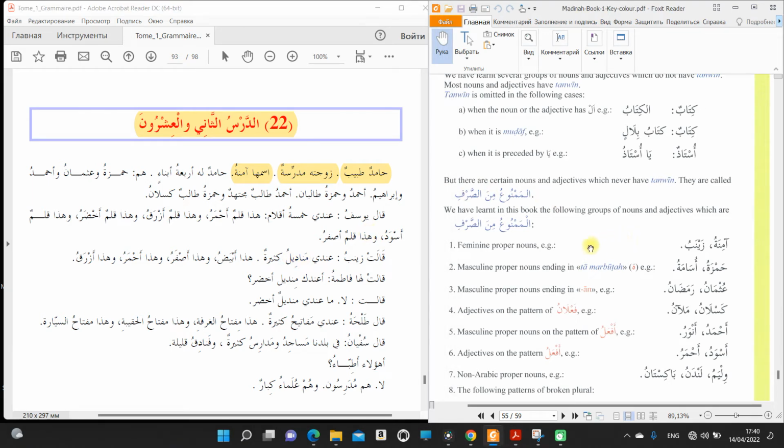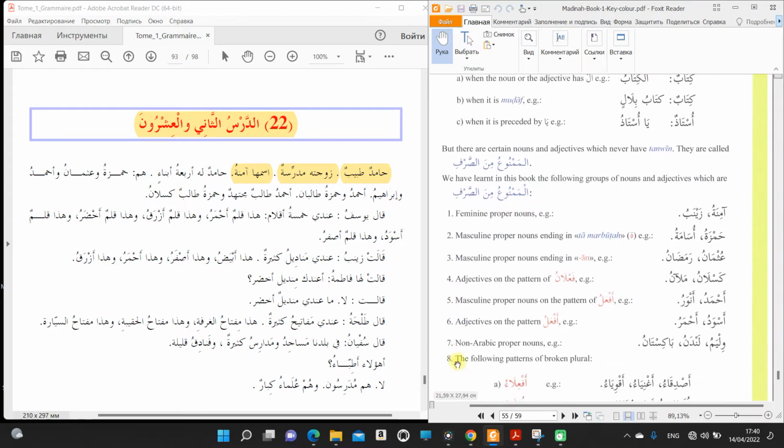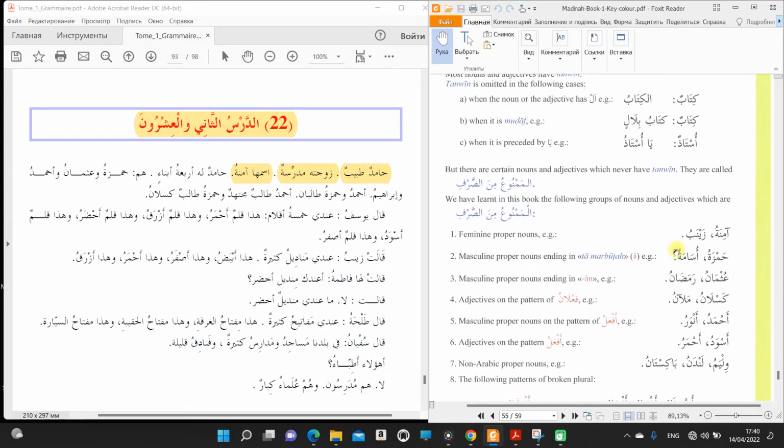And we have learned in this book the following groups of nouns and adjectives which are al-mamnu' min as-sarf. And it's true. All these groups, there are 9 groups of al-mamnu' min as-sarf. We've learned all of them in this book. Some of them we learned in the 2nd lesson, in the 5th lesson, in the 8th lesson, in the 15th lesson, but now it's all in one place. So let's take a look at what they are.